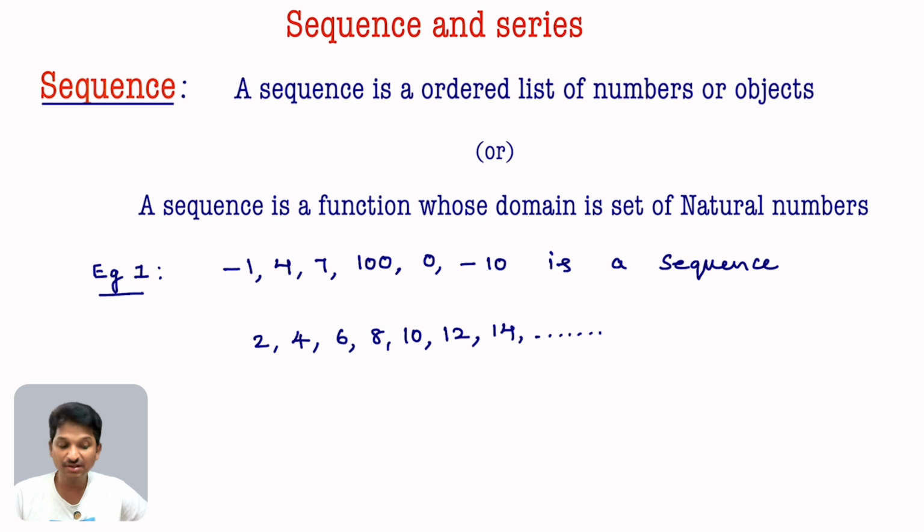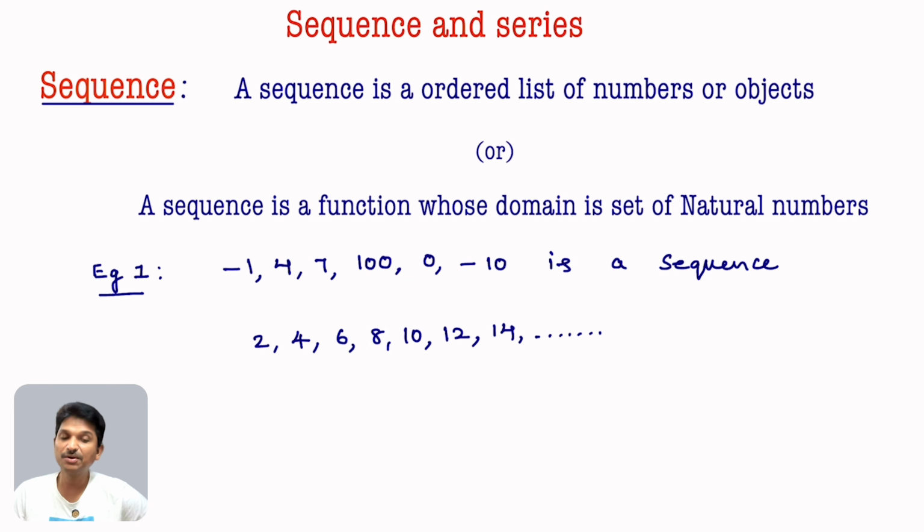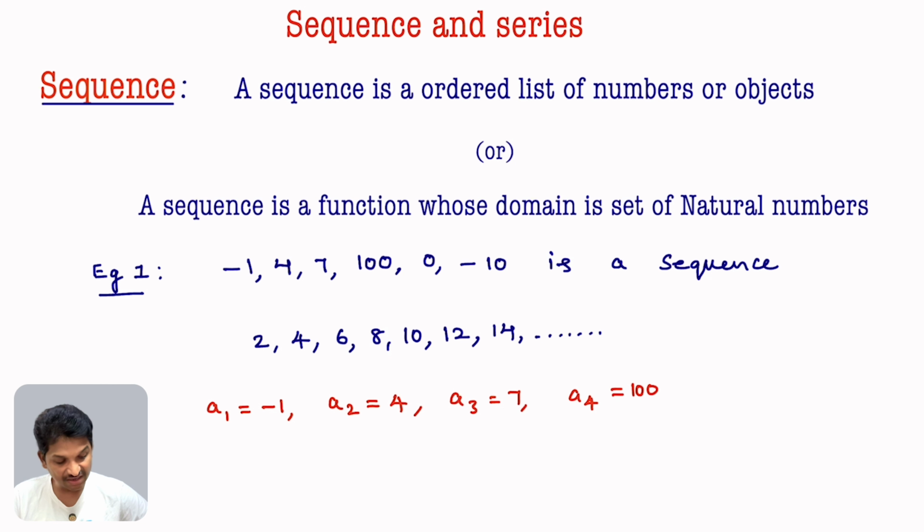If these are an ordered list of numbers, what does that mean? Ordered list of numbers means first term, A1. A1 indicates the first term, -1. A2 indicates the second term. A3, third term. 7, fourth term. If I say this is a sequence, that means this is an ordered list of numbers. Fifth term, 0. Sixth term, -10, like this.